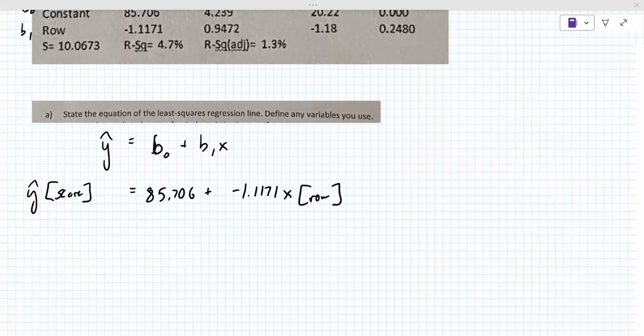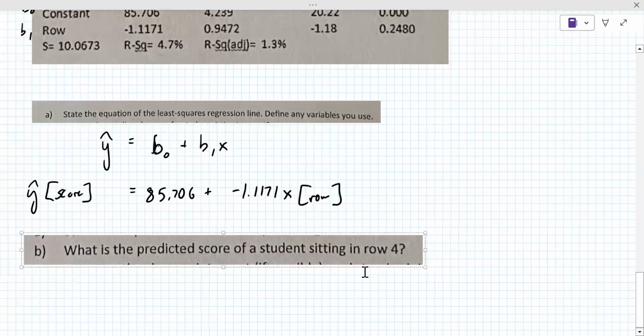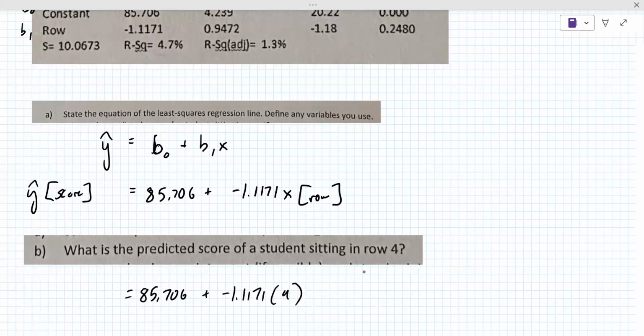Part B here is to use your regression equation. Okay, so you have to, let me snip that in. You have to say, okay, got a student sitting in row 4. That's x of 4. 85.706 plus negative 1.1171 times 4. And you would calculate that value there.